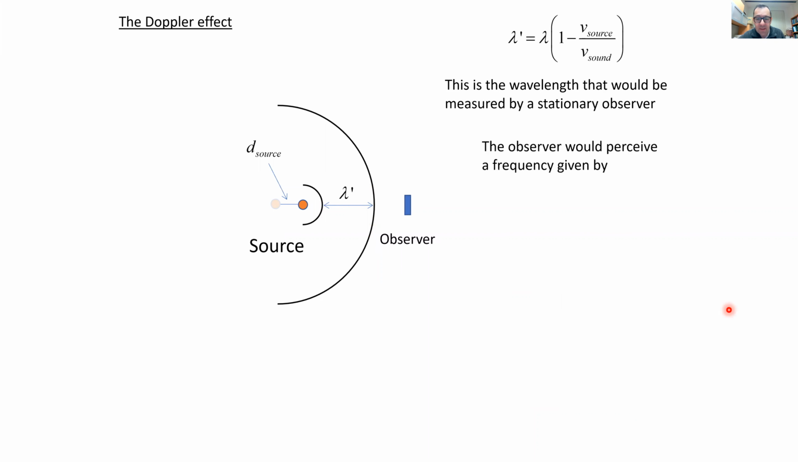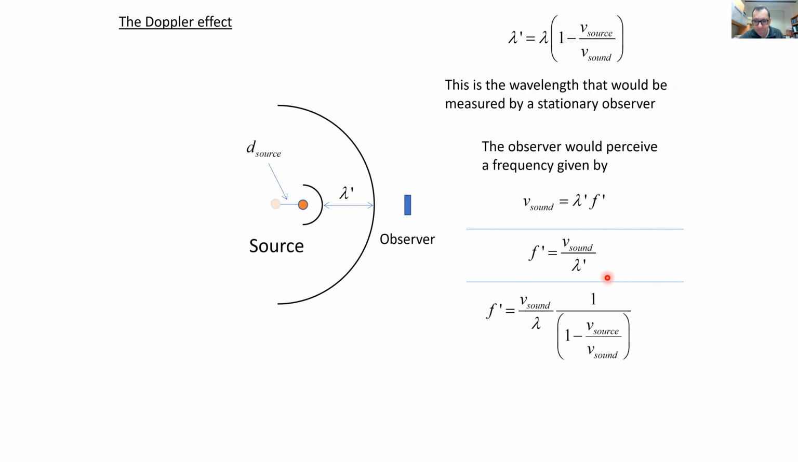So there's an observer, and that observer would perceive a frequency given by this relationship as well. So the speed of sound is this new wavelength times the new frequency. Okay, so solving that for the new frequency, because that's what I want to figure out, I have v sound divided by lambda prime, and the lambda prime is up here at the top. Plug that in there like that. So v sound, this is the v sound, and then lambda prime is this whole denominator. Comes from up there.